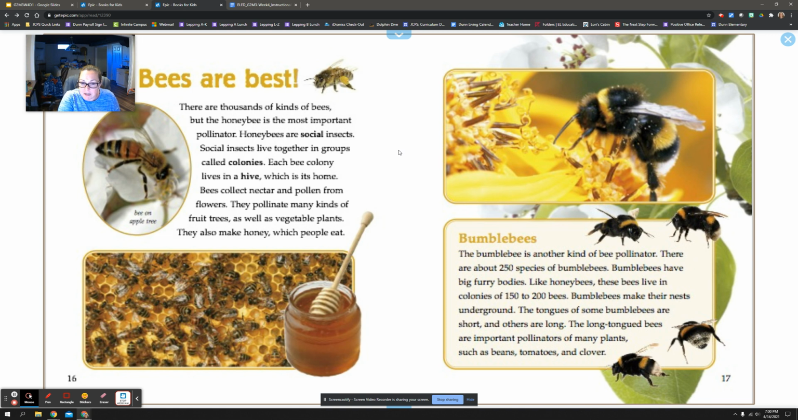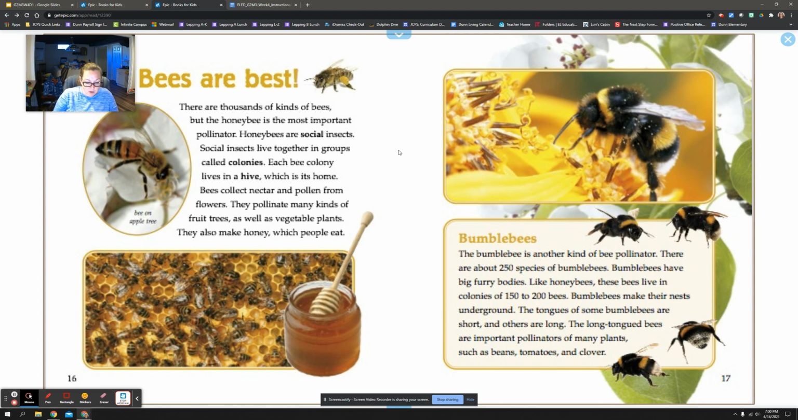Bumblebees have big furry bodies. Like honeybees, these bees live in colonies of 150 to 200 bees. Bumblebees make their nests underground. The tongues of some bumblebees are short and others are long. The long-tongued bees are important pollinators of many plants, such as beans, tomatoes, and clover.